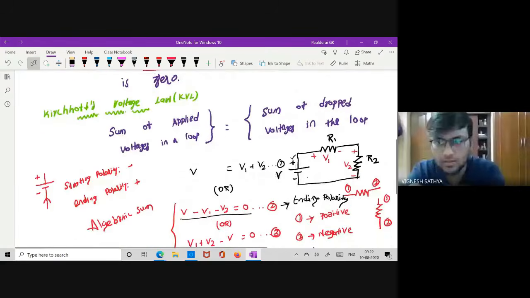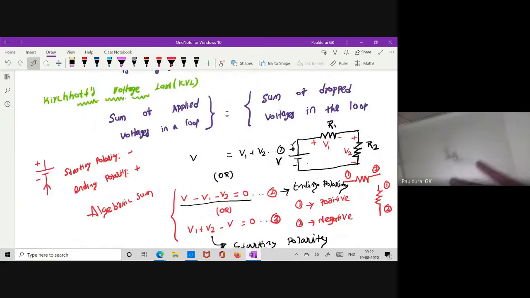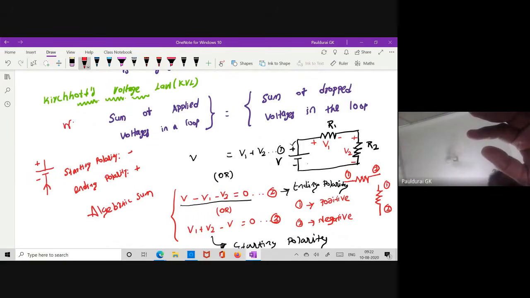Yes, sir. But whereas in Kirchhoff's voltage law, which one are we going to follow, way 1 or way 2? This is my way 1, and this is my way 2. Which one are we going to follow? So what is way 2? I didn't define way 2, right? So what is way 2?